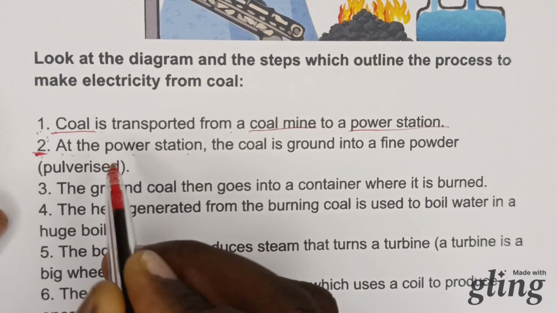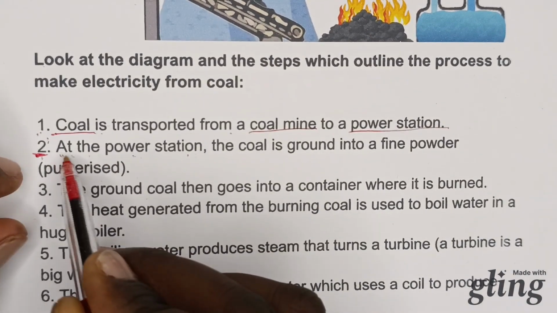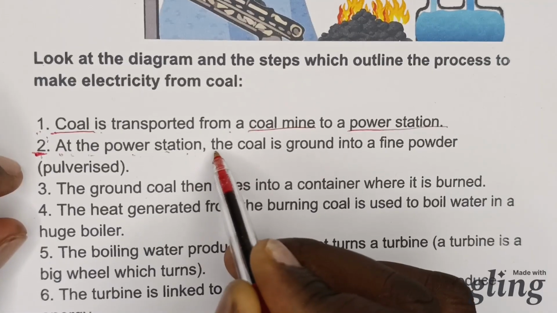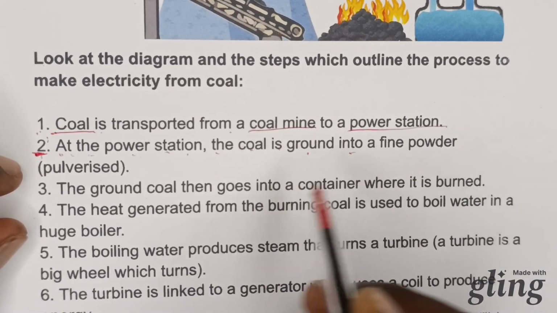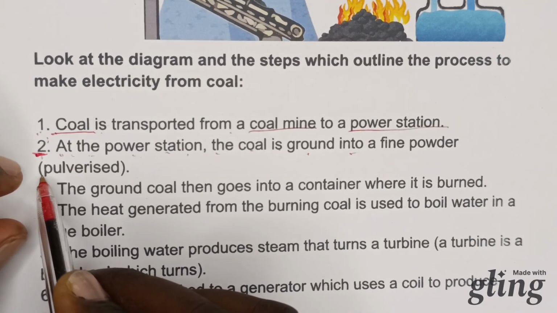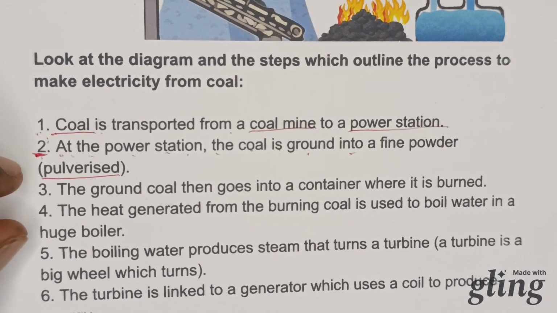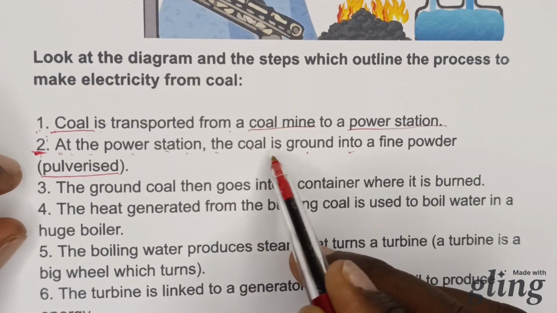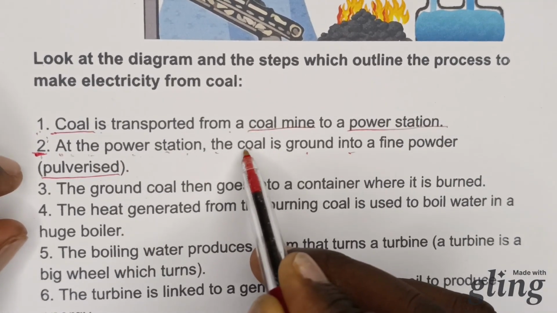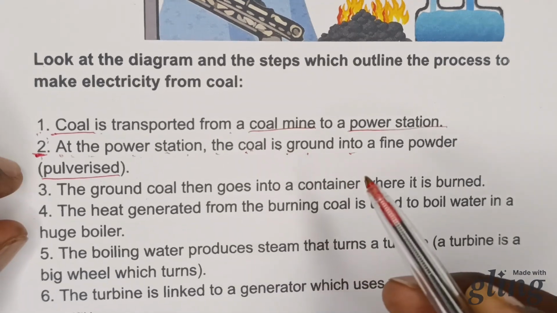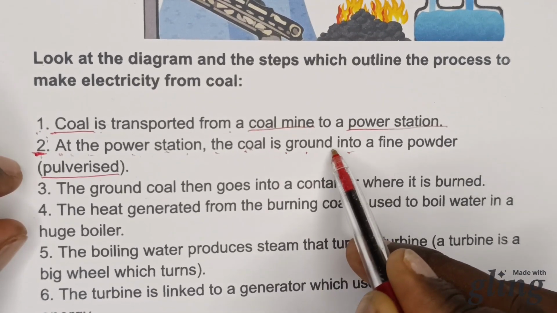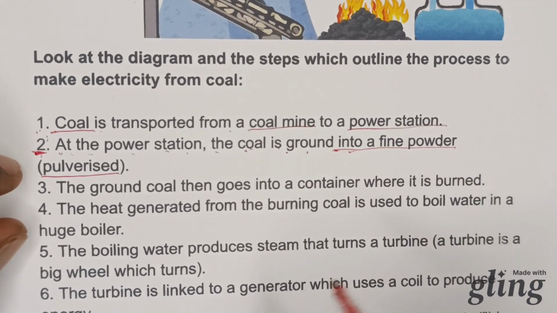Number 2, they say at the power station, the coal is ground into a fine powder, which is called pulverized. So when this coal reaches the power station, they grind it into a fine powder.